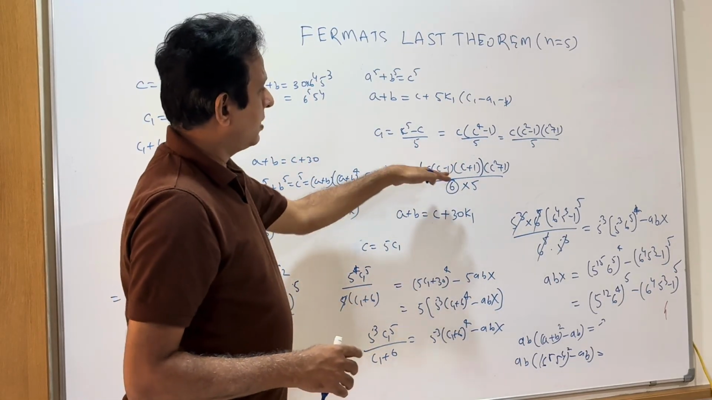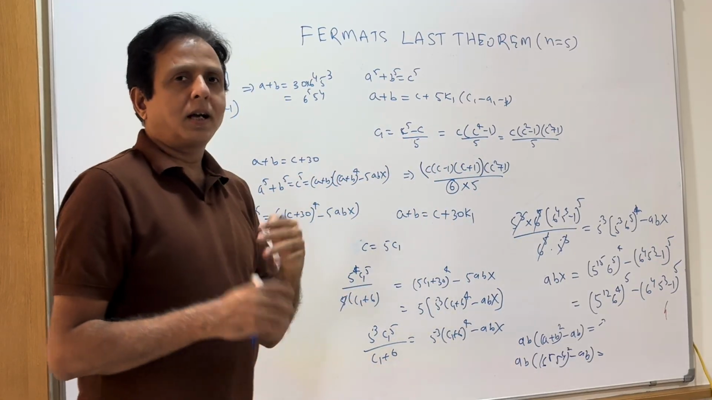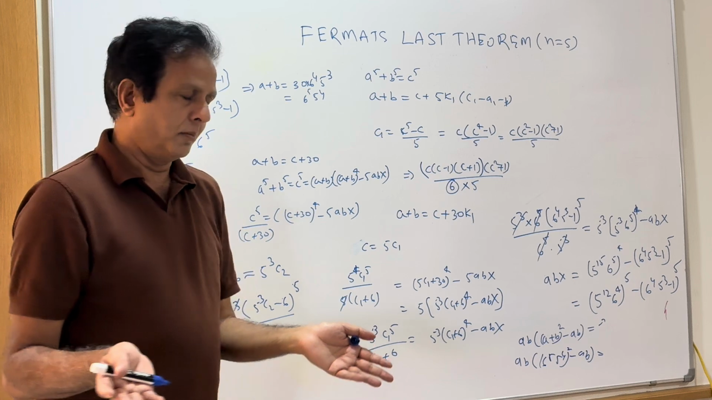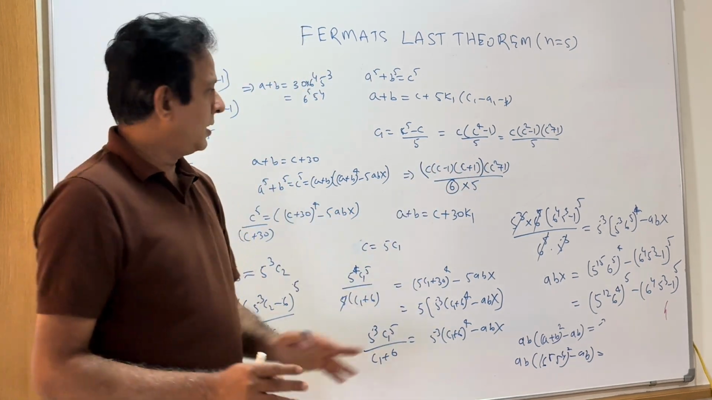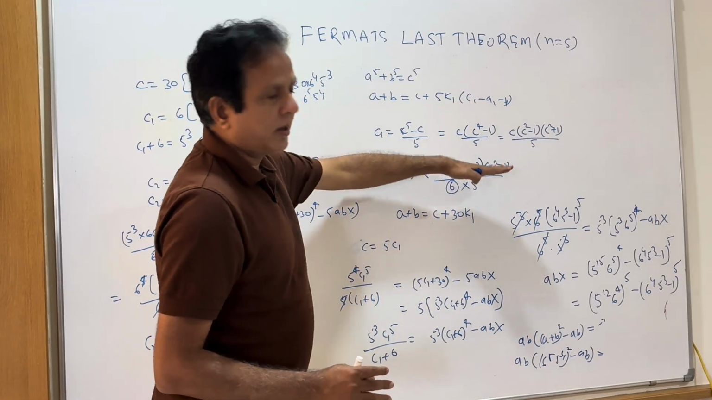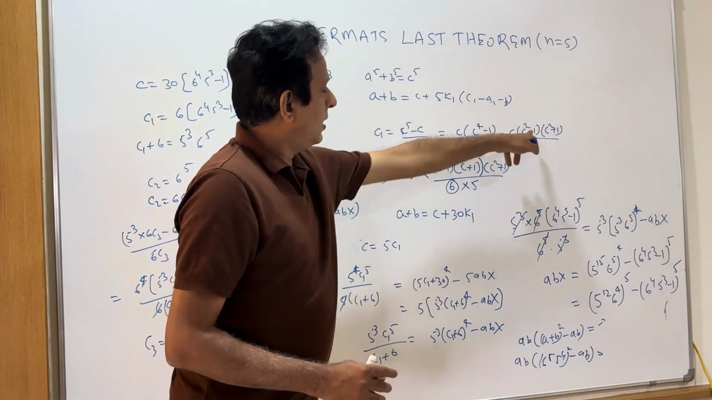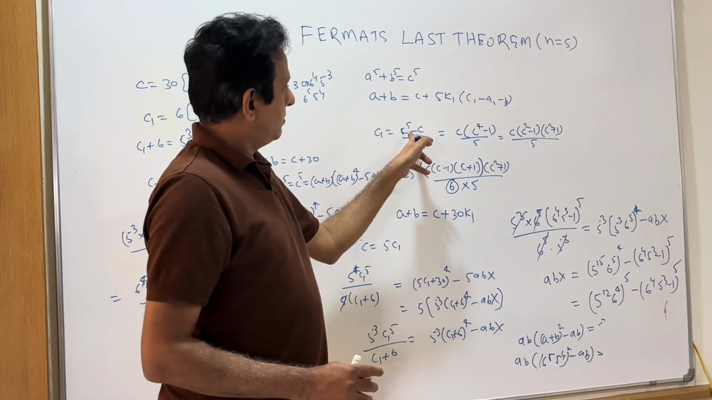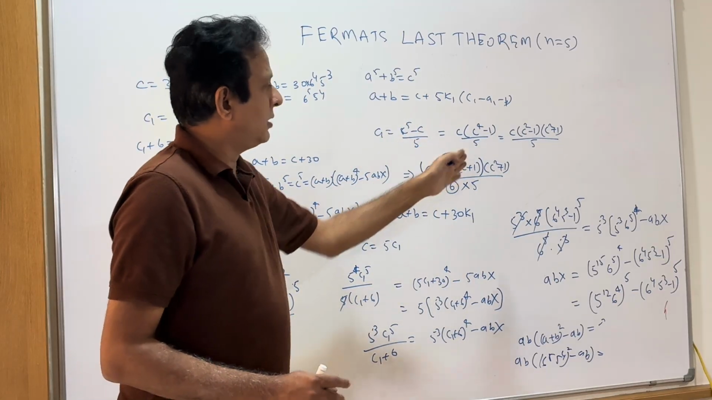So according to Fermat's little theorem, this C1 is divisible by 5, but according to the fundamental laws of mathematics, any 3 consecutive integers are divisible by 6. So the whole thing C1 can be divided by 30. You take any number c, c power 5 minus c is actually divisible by 30.